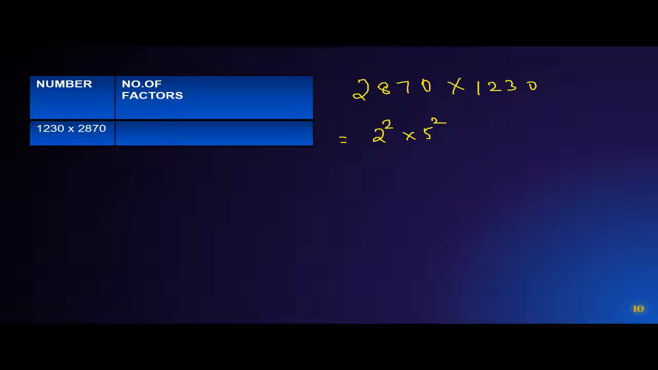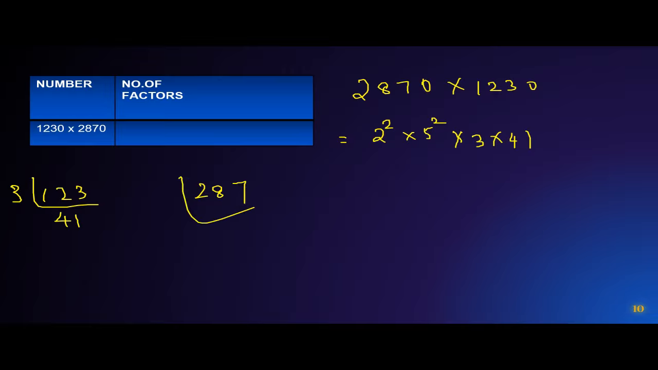Let's consolidate 123. It's easy to see that it is divisible by 3, where you get 41. So 41 is a prime number. So I'm going to write this as 3 into 41. Yes, now let's do it for 287. 287, again it is divisible by 7, of course. So this is again 41. So I can write this as 7 into 41.